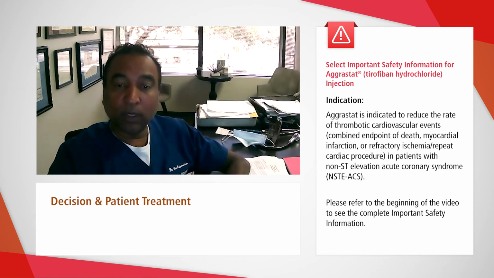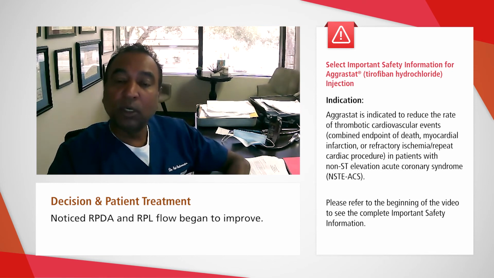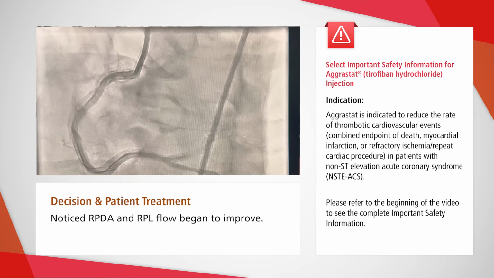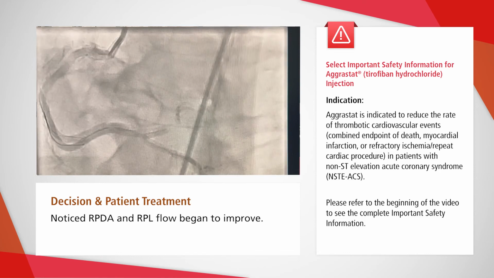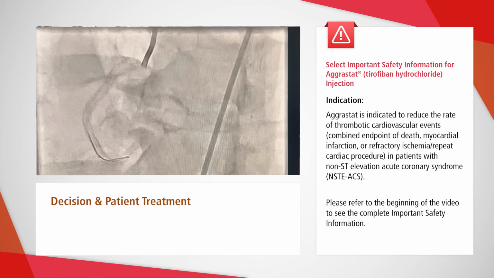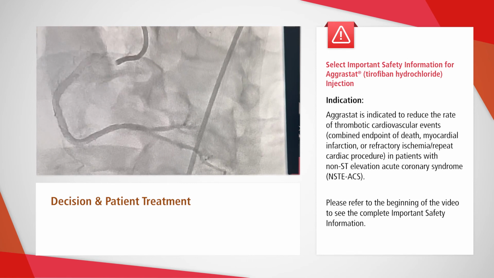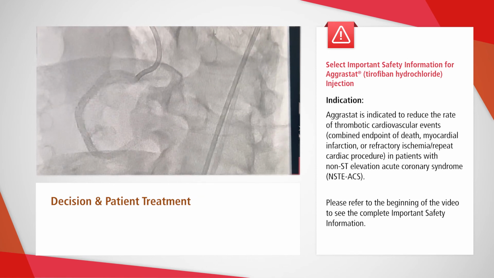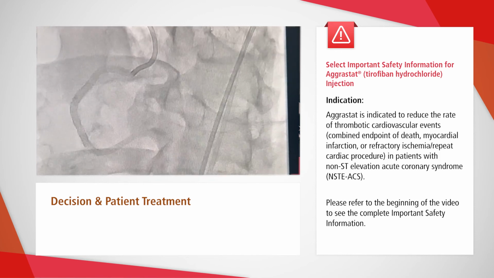While we were stenting and performing balloon angioplasty, post-dilatation of the RCA, we started noticing that the flow in the RPDA and RPL began to improve with resolution of thrombus with continuation of Aggrastat. And our final angiogram, following adequate post-dilatation, demonstrated complete resolution of residual thrombus in the RPDA and RPL and prompt TIMI 3 flow with no distal cutoff and filling of all distal branches.